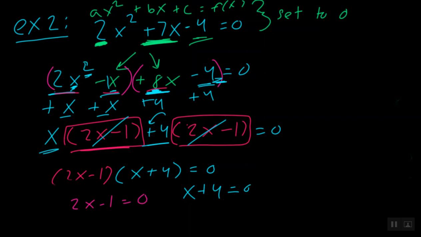And here on the left, this should be fairly simple for all of you now. We will add 1 to both sides. Now I have 2x is equal to 1. I divide both sides by 2, and we get x is equal to 1/2.